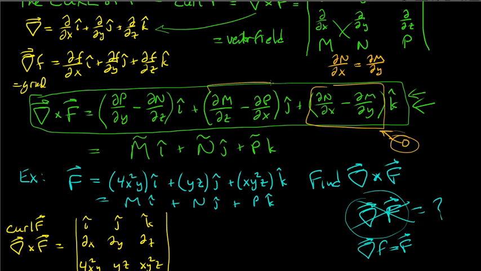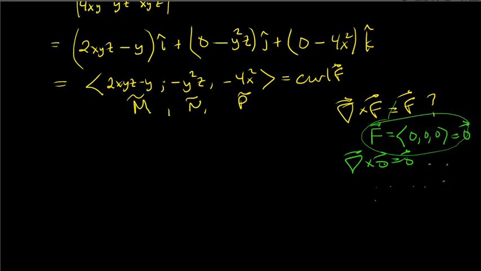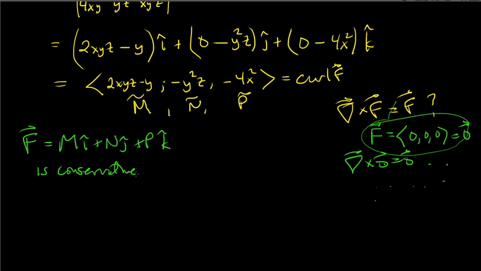But you get the idea. Then this would also have to be 0. This would also have to be 0. So that leads us to the following condition here, right? A vector field in space, so capital F, a vector field in space with these three components, M, N, and P, is going to be conservative if the curl of that vector field is the 0 vector.